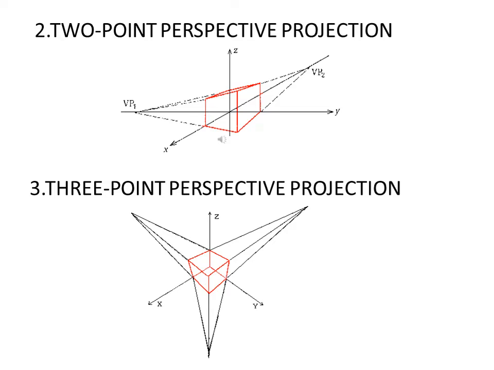2 point perspective is also called the angular perspective. A 2 point perspective contains 2 vanishing points on the line. I have already explained what vanishing points are. The main use of 2 point projection is to draw the 2 corner roads.